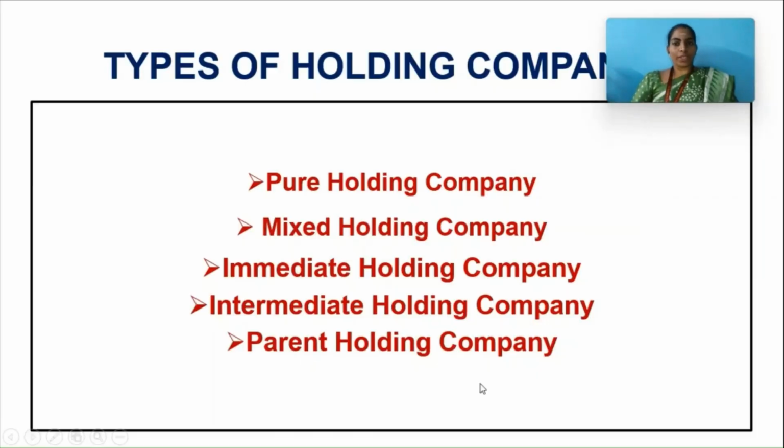Let us now discuss the different types of holding company. First, let us discuss what a pure holding company is. A pure holding company is any company which is formed purely to acquire the shares of another company. Next is the mixed holding company. Any company which holds shares in an unrelated business line forms a mixed holding company. In such a way, they form a conglomerate.